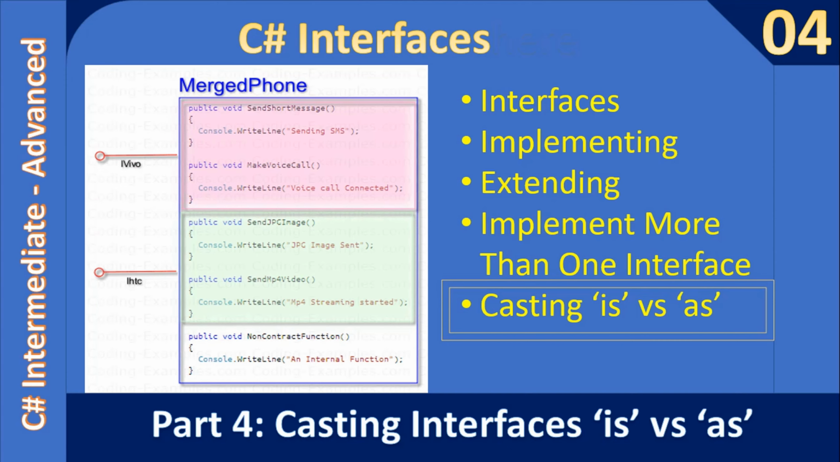Now we are going to look at casting between the interfaces. We will see the usage of the is versus as keyword and how they help us to convert between the interfaces. So if you see here, the merged phone has iVivo and iHTC interfaces, so it exposes those two interfaces. Now at runtime we can cast between iVivo and iHTC, as well as iHTC to iVivo interfaces.